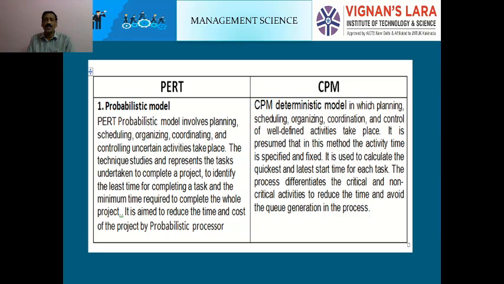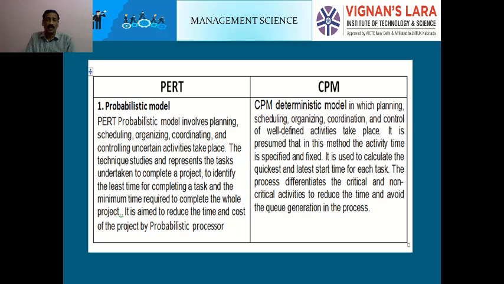That is, CPM is a deterministic model in which planning, scheduling, organizing, coordinating and controlling of all defined activities take place. It is pursued that in this model the activity time is specified and fixed. It is used to calculate the earliest and latest start time for each task. The process differentiates the critical and non-critical activities, so as to reduce the time and avoid sequence generation in the process.